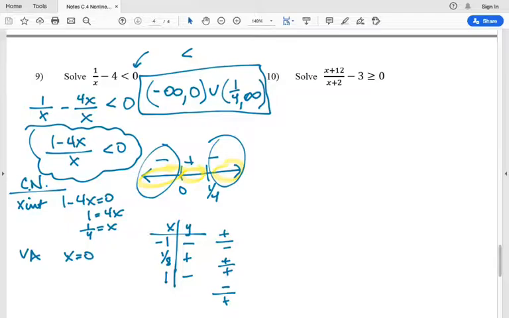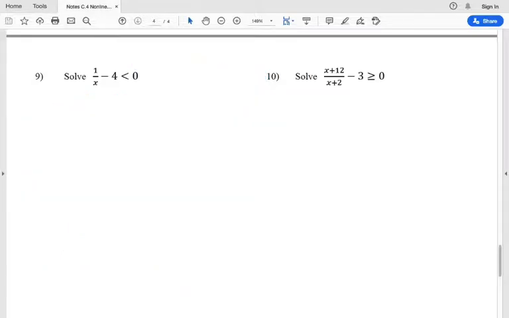Okay, I'm going to erase that just for space. All right, on this one, again, you have it with 0 on one side, so that's perfect. We just need to get a common denominator. So x plus 12 over x plus 2 minus 3. I need that to have a denominator of x plus 2, so I'll multiply it on top and bottom.